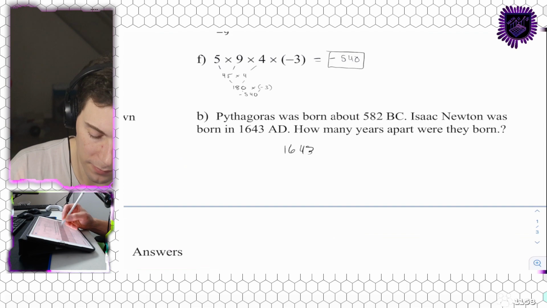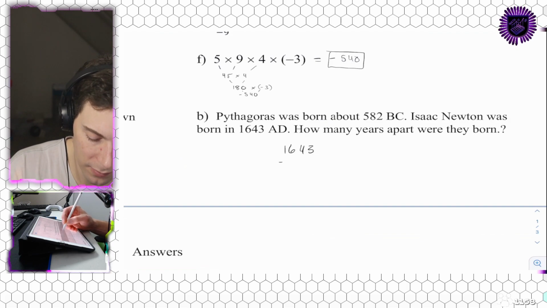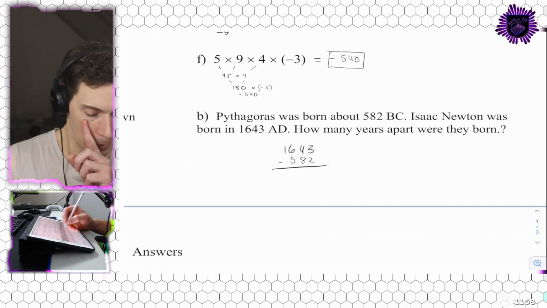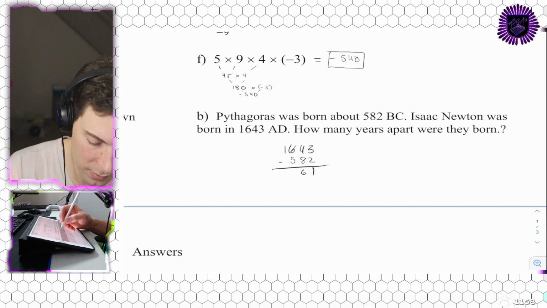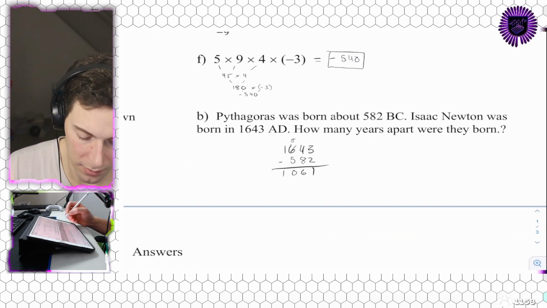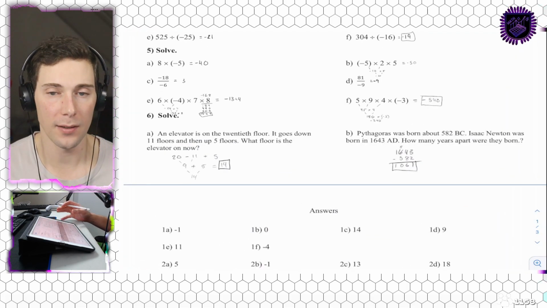1643. Write that nicer. And then we're going to subtract 582. We'll find the difference. There's going to be 1 there. 64 and 56. 5. 0. 1061 is the answer. 1061. All right, that's it.